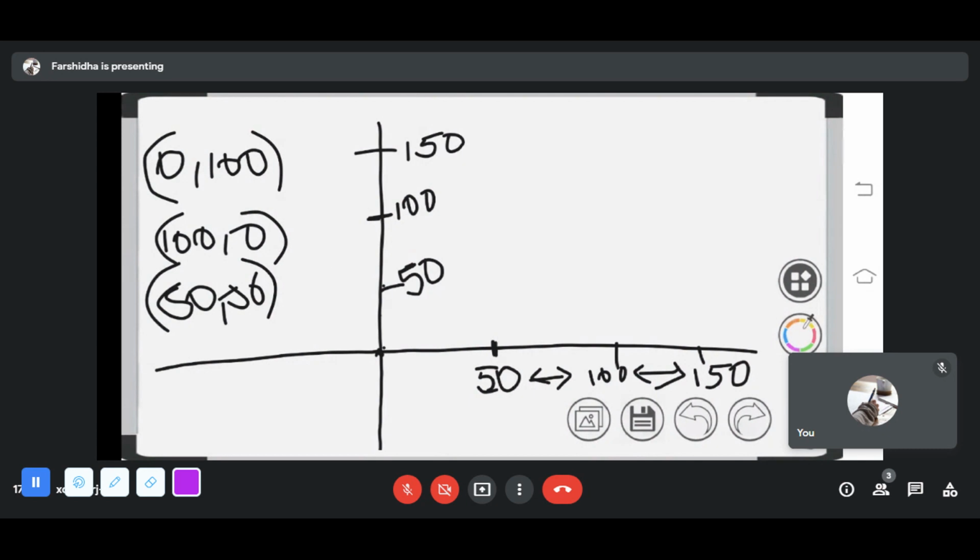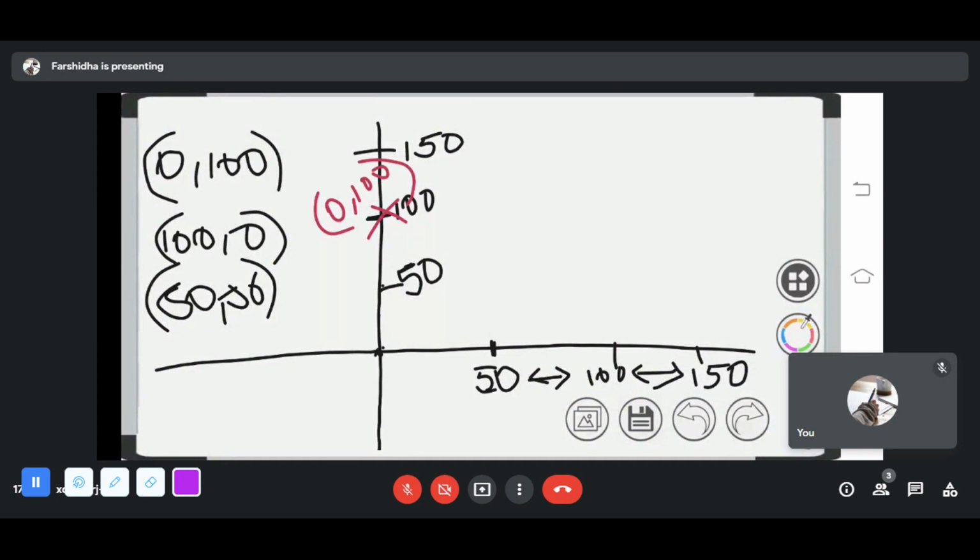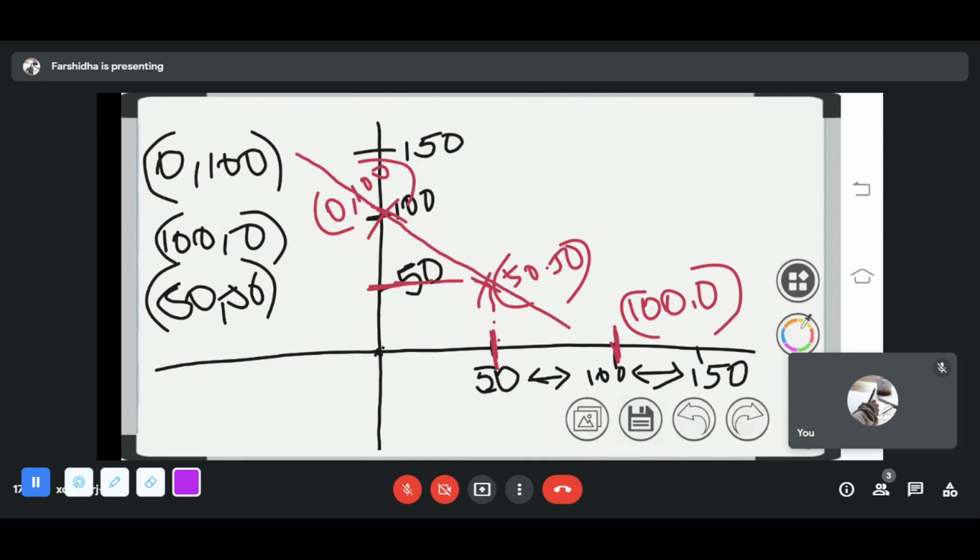First point is 0, 100. 0 on the x-axis, 100 on the y-axis. Here, 0, 100. Second one is 100 and 0. 100 on the x-axis, 0 on the y-axis. Third one is 50, 50. 50 on the x-axis, 50 on the y-axis. Now draw a line like this. This will be your line.